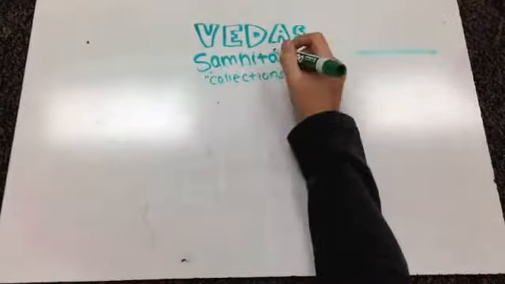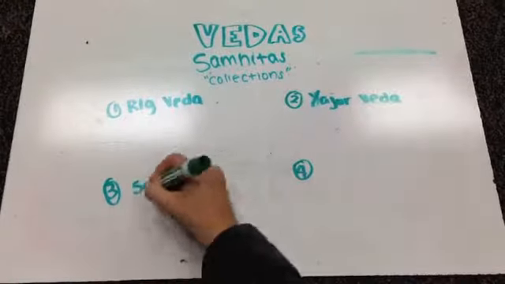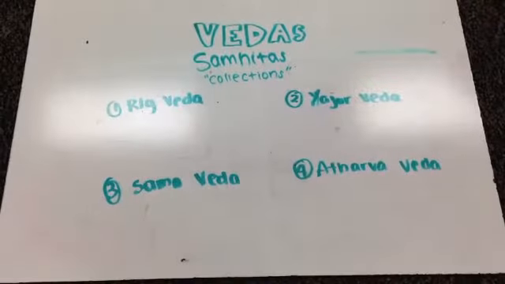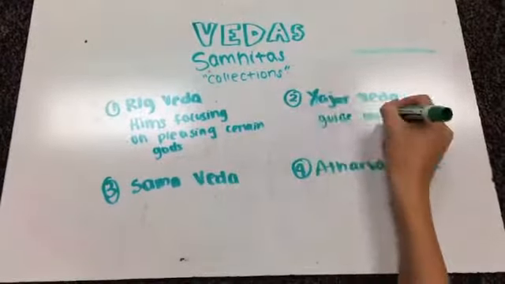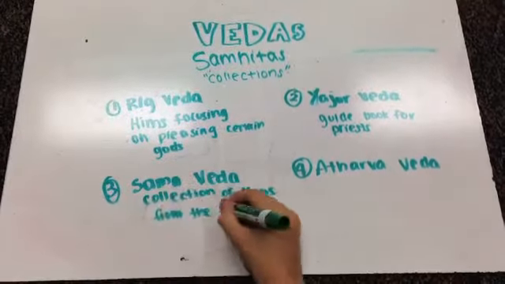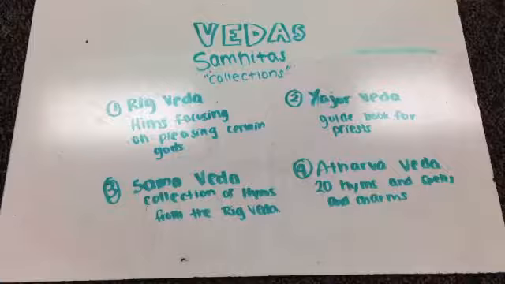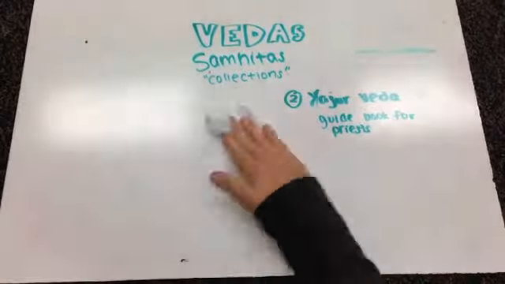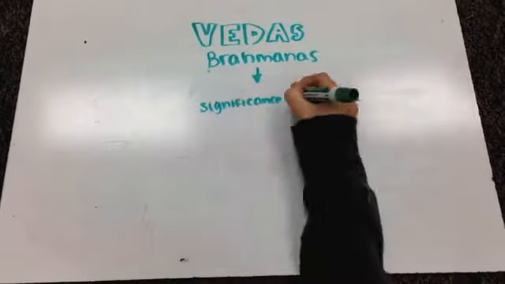The Samhitas, or collections, contain four texts: the Rig Veda, the Yajur Veda, the Sama Veda, and the Atharva Veda. The Rig Veda contains hymns focusing on pleasing certain gods. The Yajur Veda is a guide for priests. The Sama Veda is a collection of hymns from the Rig Veda, and the Atharva Veda contains 20 hymns and spells and charms. The Brahmanas talk about mythology and the significance of the Samhitas.